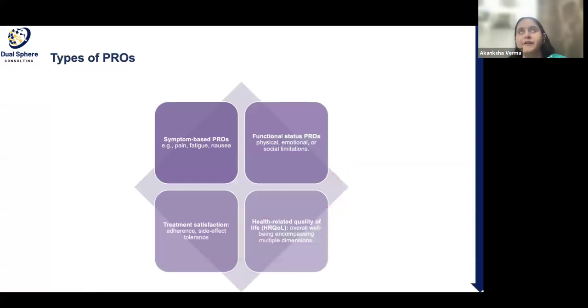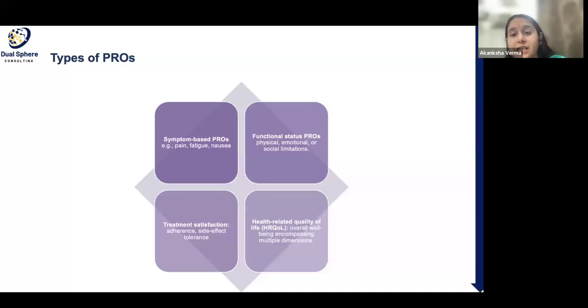Now, what are the different types? We have understood what PROs are and why it is important to know, and now I'll tell you about the different types of PROs. Broadly, there are mainly four types of PROs. One is symptom based patient reported outcomes, which is what the patient exactly tells: pain, fatigue, nausea, the symptoms, what the patient feels. These are the symptom based PROs.